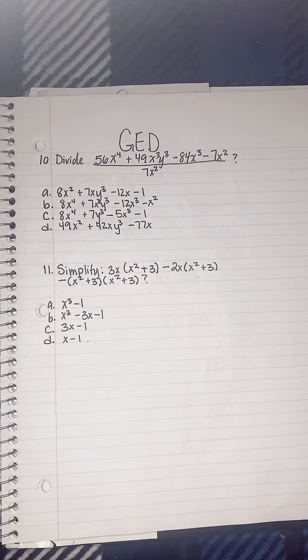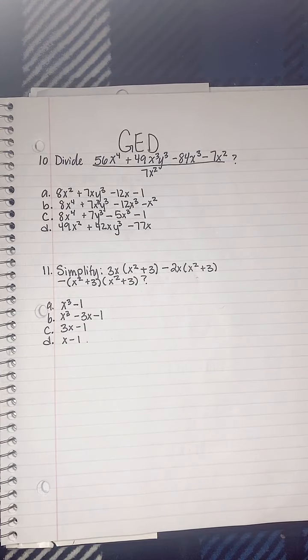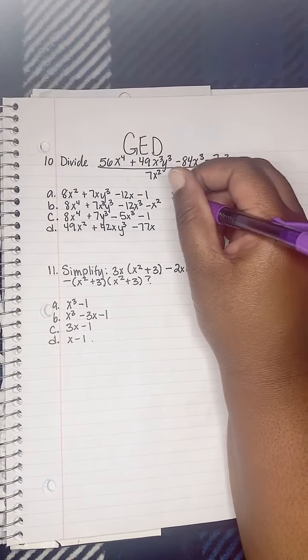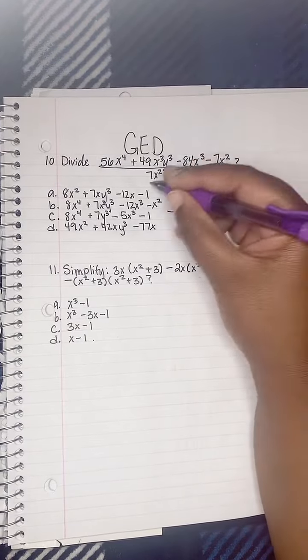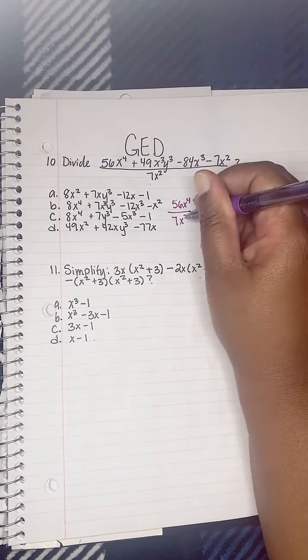Okay, so let's do this. Here, I'm going to do this step by step, y'all, because we're going to do 56 x to the fourth, and we're going to divide this by 7x to the second.